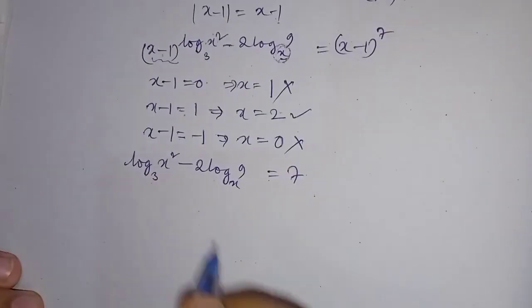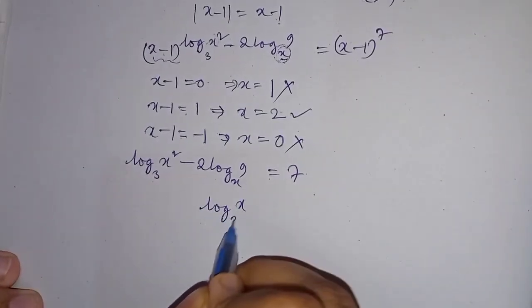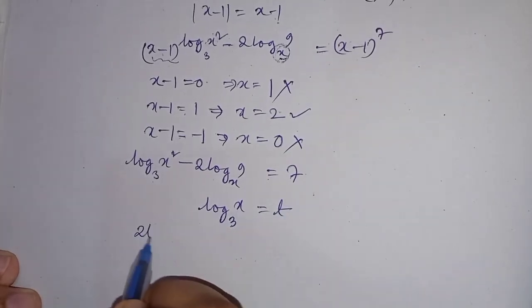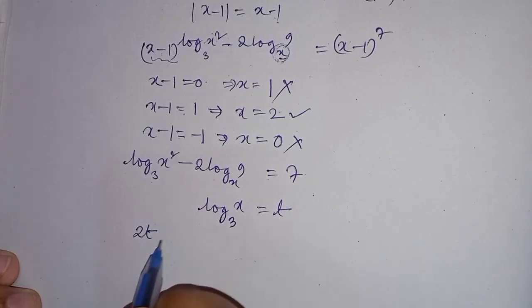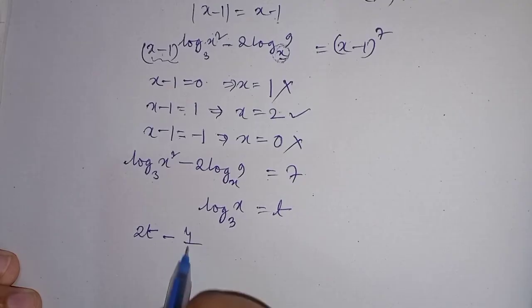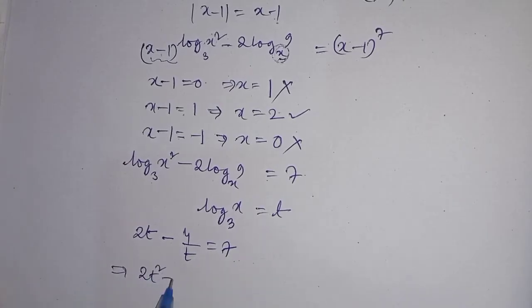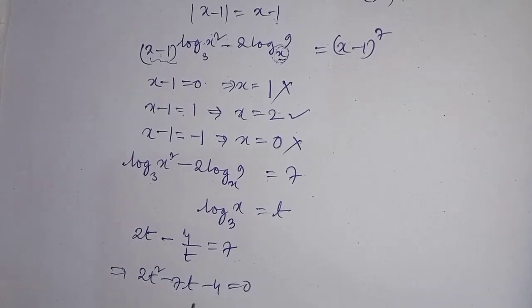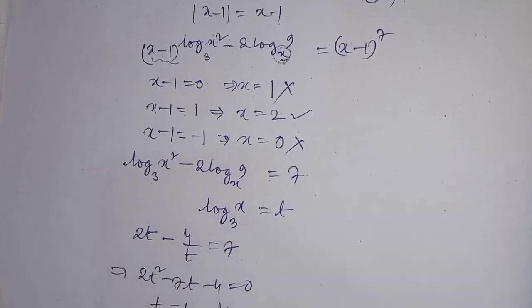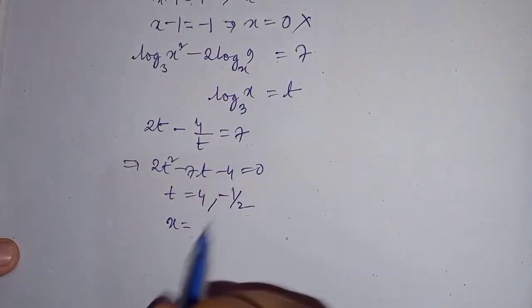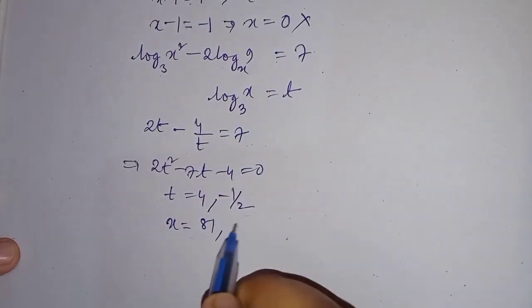So now one simple thing that we can do, we will assume log of x base 3 as t. When we assume that, 2t comes out, so 2t minus 4 by t equal to 7. Now simplifying this, I will get 2t square minus 7t minus 4 equal to 0. So the solutions of this will be t equal to 4 and minus half. So if t equal to 4, x equal to 81, and t equal to minus half, x equal to 1 by root 3.